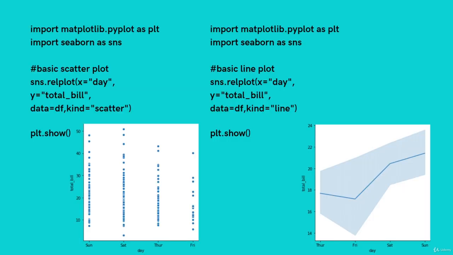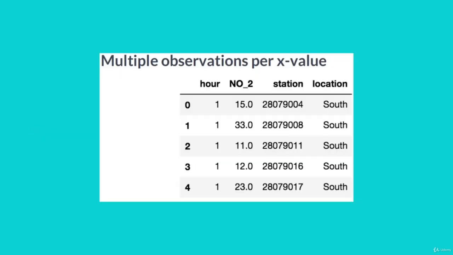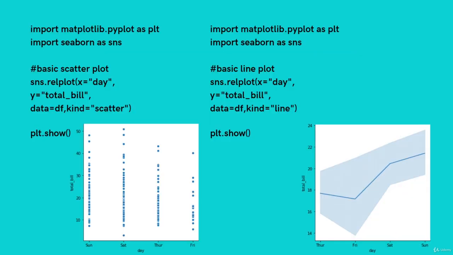Like for example, in our tips data set, there is a day parameter, like Sunday. So there are many values. If X is equal to Sunday, let's say, then there are many Y values. Total bill values are different for Sunday. Only the day is Friday. For X equal to Friday, there are many different values of total bill. So per X value, there are multiple Y values. Okay, so multiple observations per X value, that's what we call.